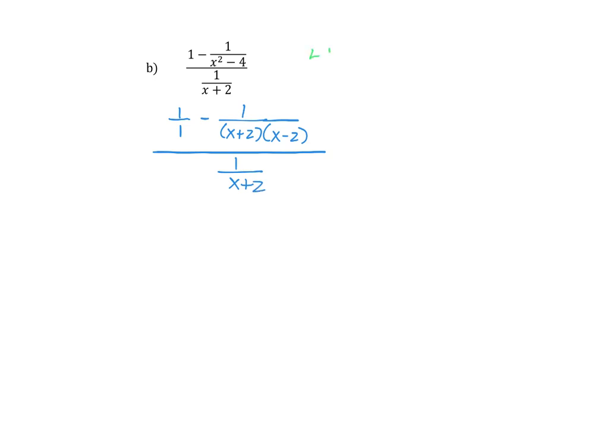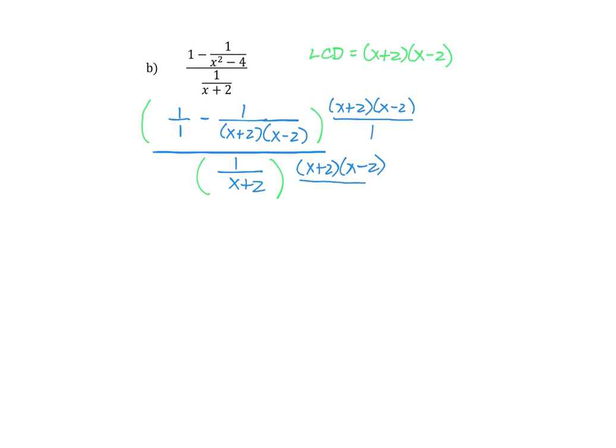So I can see that my LCD is going to be, looking at all the denominators, I can build them all up to x plus 2 times x minus 2. And that's what I'm going to multiply the top and bottom by here. I'm going to multiply the top and the bottom by the LCD, which is x plus 2 times x minus 2. Again, if you want to remind yourself that when you distribute the x plus 2 times x minus 2, it's just going to multiply in the numerator, you can write over 1.